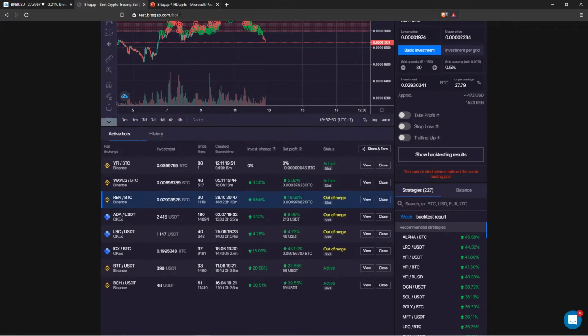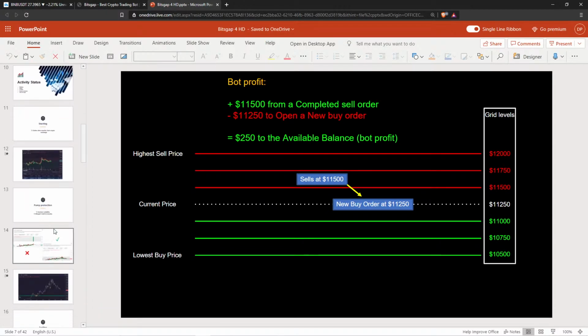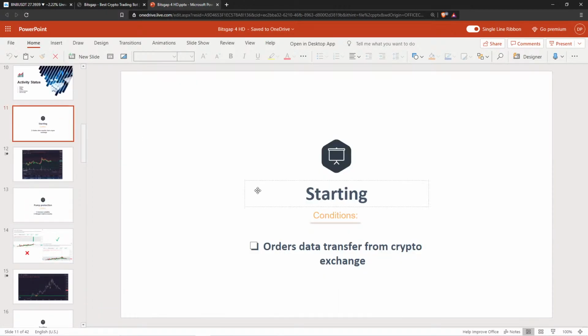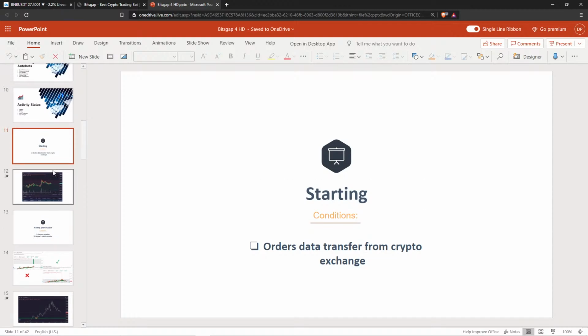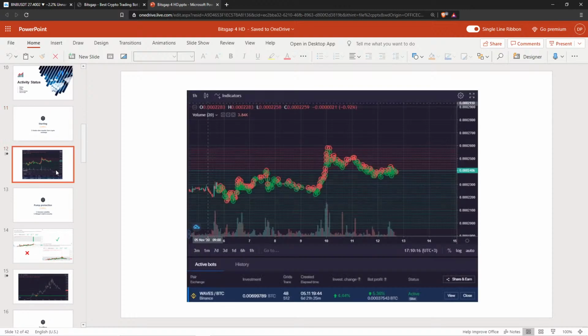So now we have new statuses here, and the first one is starting. That's basically no need to explain. And another one is known as the active.